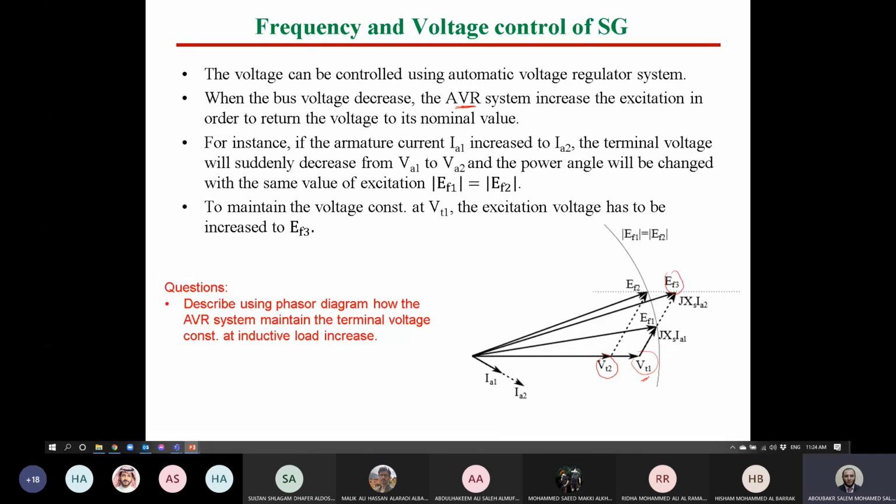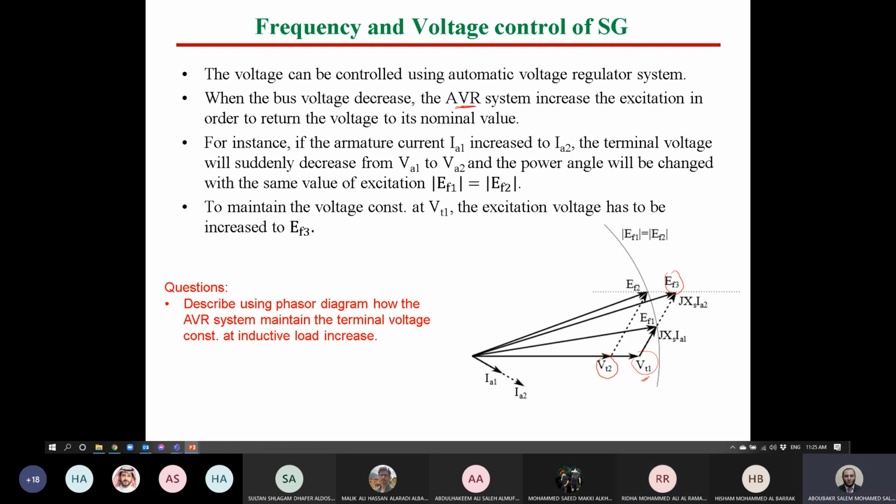So now, if we ask what is the AVR target? What is the target of the AVR system? To keep the terminal voltage constant. To control the excitation voltage in order to keep constant terminal voltage. This is right. Okay, doctor, but I have a question regarding this. We can't do it manually, can we? We can or we can't, you said? We can't control, can we?